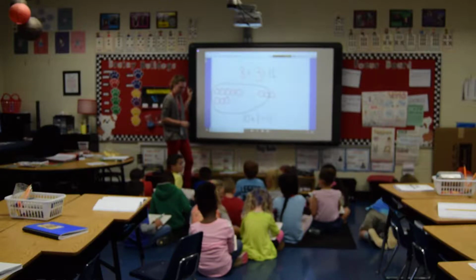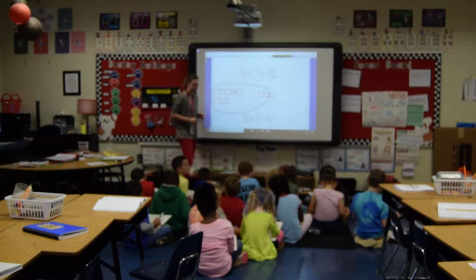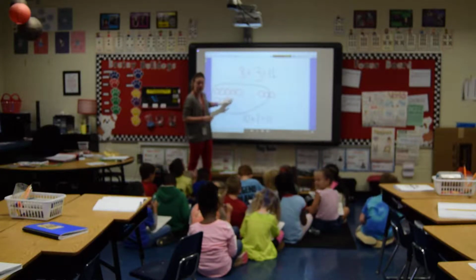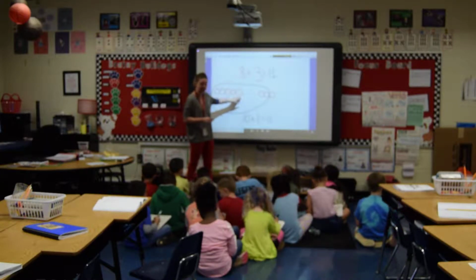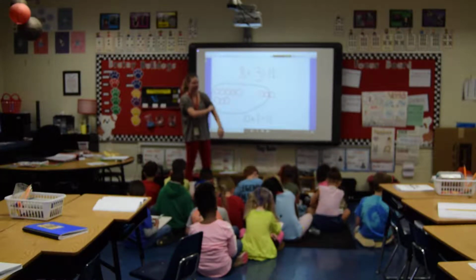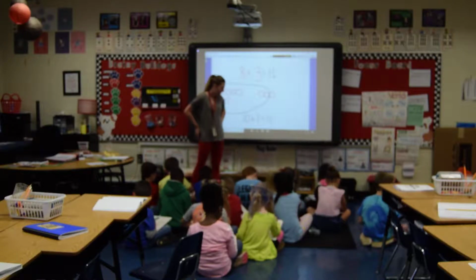Because 8 plus 7 equals. Does that make sense? Do you see why we're putting 2? Because that's how many we need to make 8 into a 10. Okay? Alright, let's erase and let's try it again.